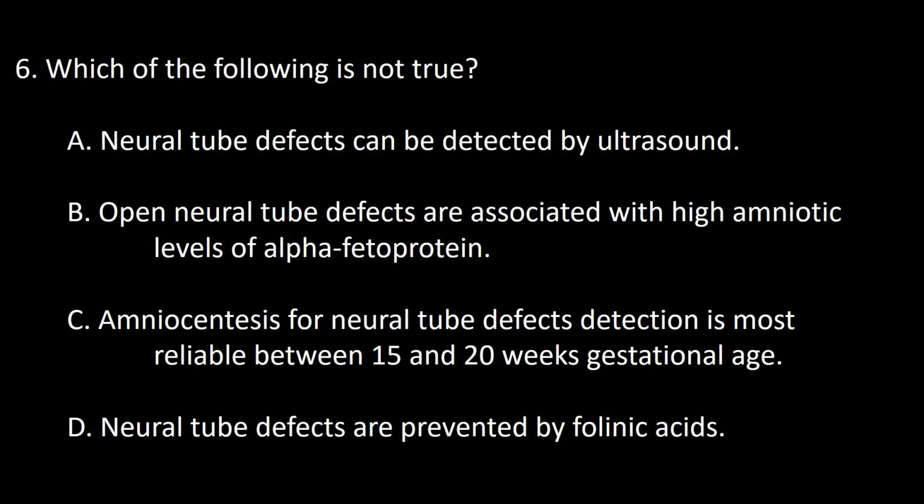Next question, which of the following is not true? A, neural tube defects can be detected by ultrasound. B, open neural tube defects are associated with high amniotic levels of alpha-fetoprotein. C, amniocentesis for neural tube defects detection is most reliable between 15 and 20 weeks gestational age. D, neural tube defects are prevented by folic acid.